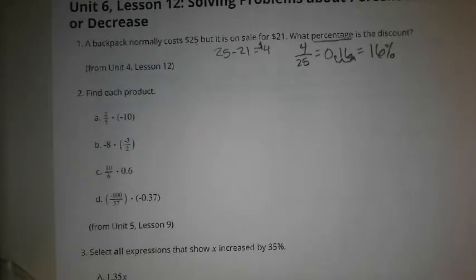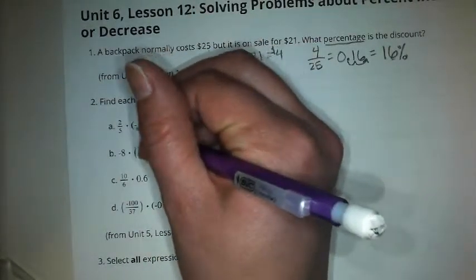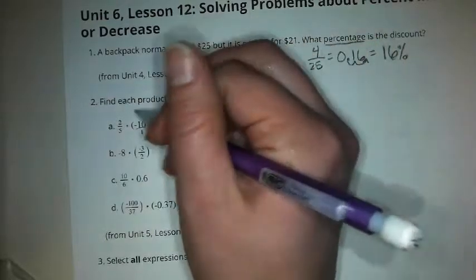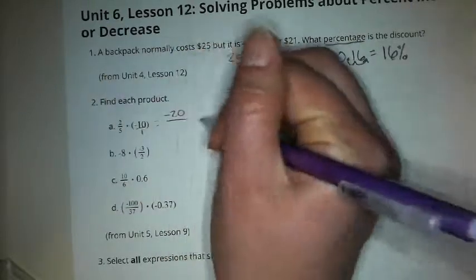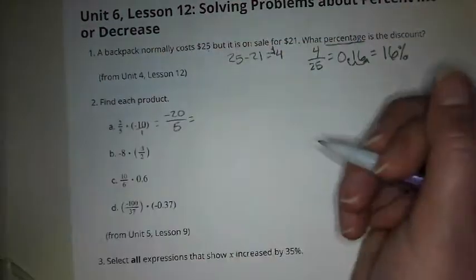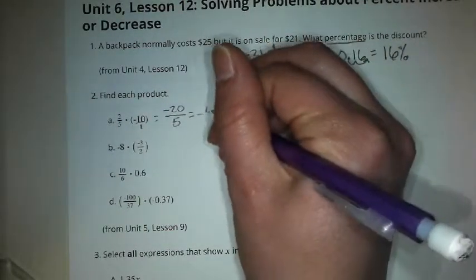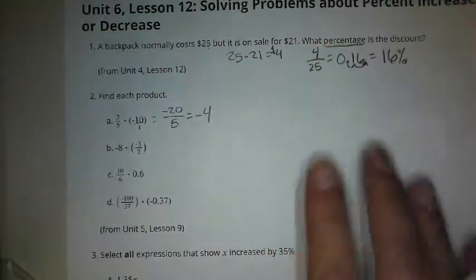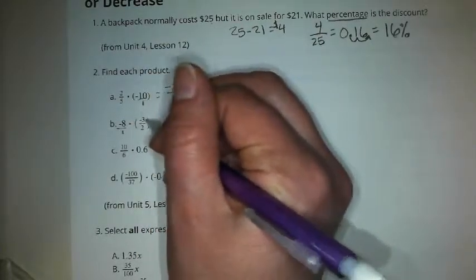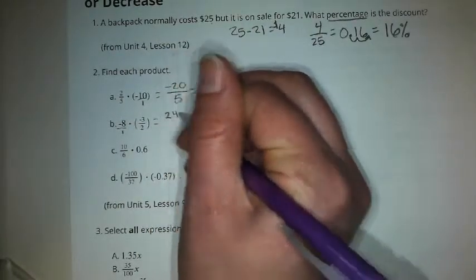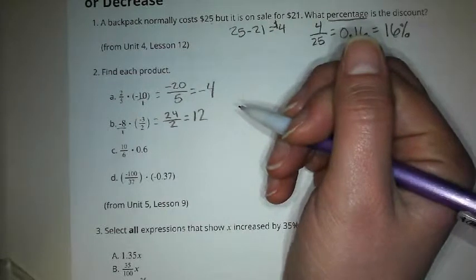Number 2, find each product. So all I'm doing is multiplying across here. So this is negative 10 over 1. So I'm taking 2 times negative 10, which is negative 20, and 5 times 1, which is 5. And a negative divided by a positive is going to get me a negative, and 20 divided by 5 is 4, so that's negative 4. B, negative 8 over 1, so I'm taking negative 8 times negative 3, which would give me a positive 24, and 1 times 2 is 2. And 24 divided by 2 is 12.